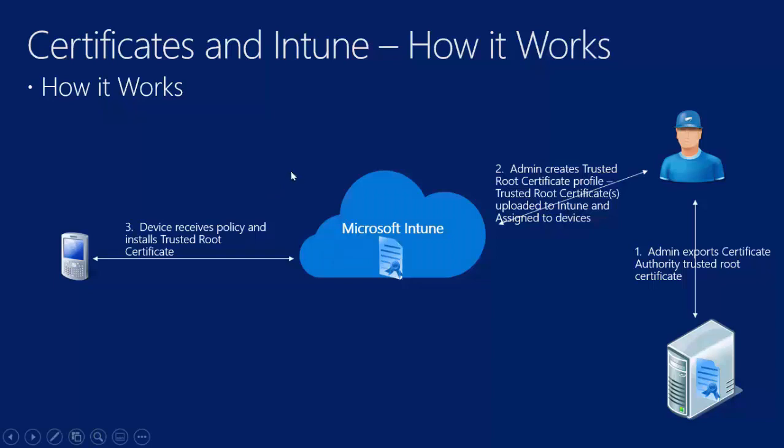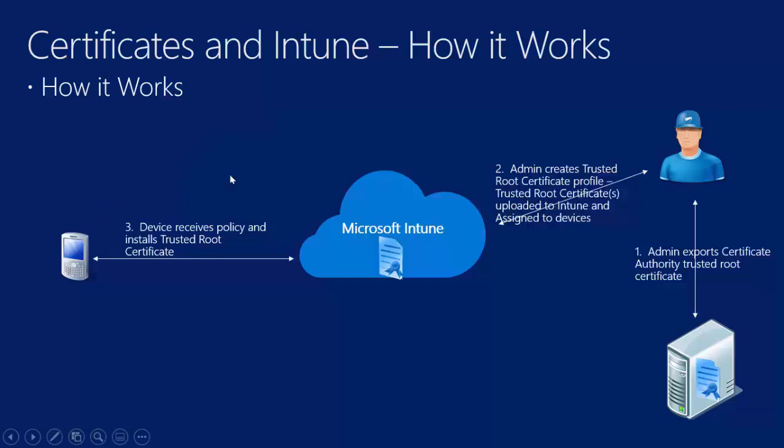Here's a little bit about how it works. So first, you're going to have an admin who is going to export the trusted root certificate from your certificate authority. Then, once we have that certificate, the admin is going to create a trusted root certificate profile and upload the trusted root certificates into Intune. Intune will then store those trusted root certs. Once they're in Intune, you can assign that policy to your devices. The device will receive the trusted root cert. The trusted root cert deployment is the simplest of all cert profiles in Intune, right? Works very, very well, very seamlessly.